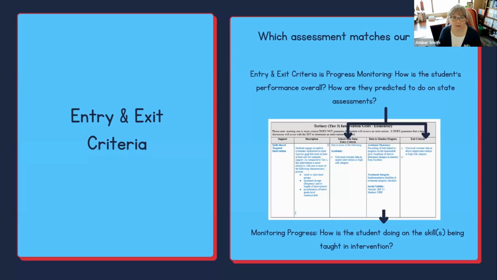So each of our schools has an implementation manual with tier 2 and tier 3 supports that are available for academics and behavior and student well-being.